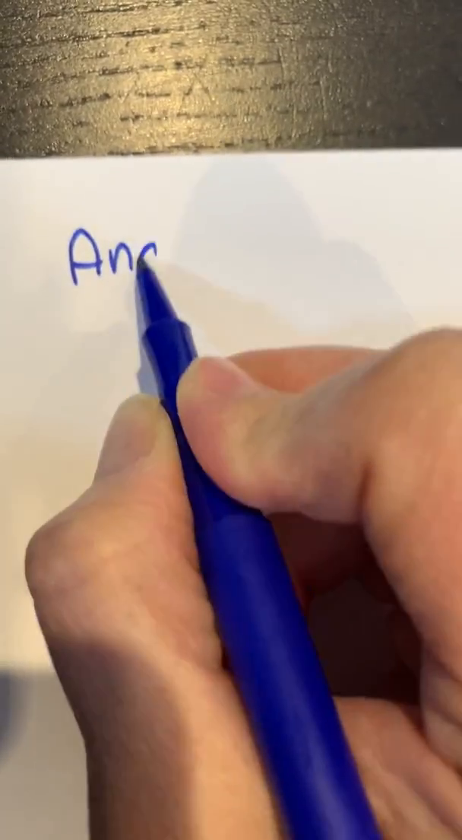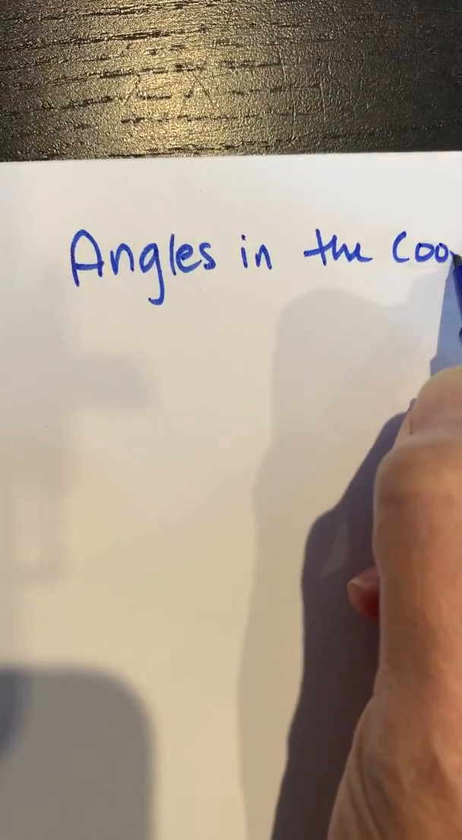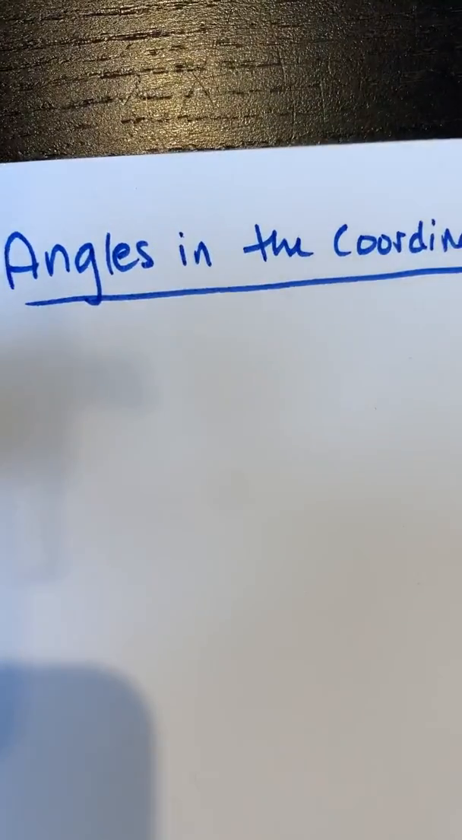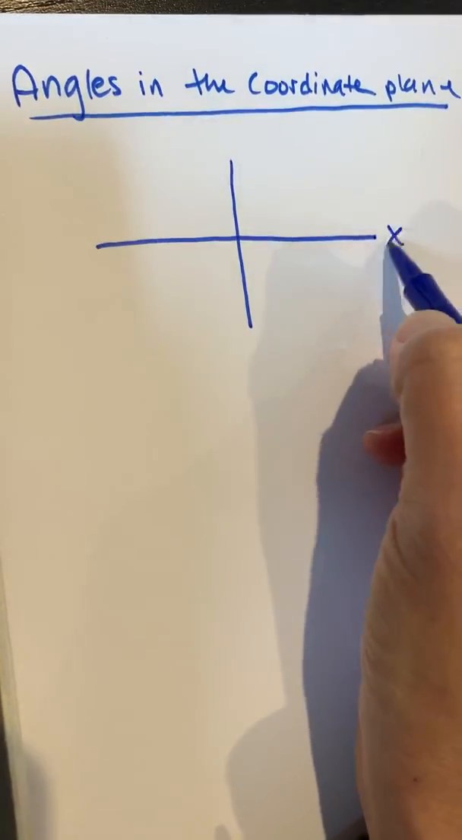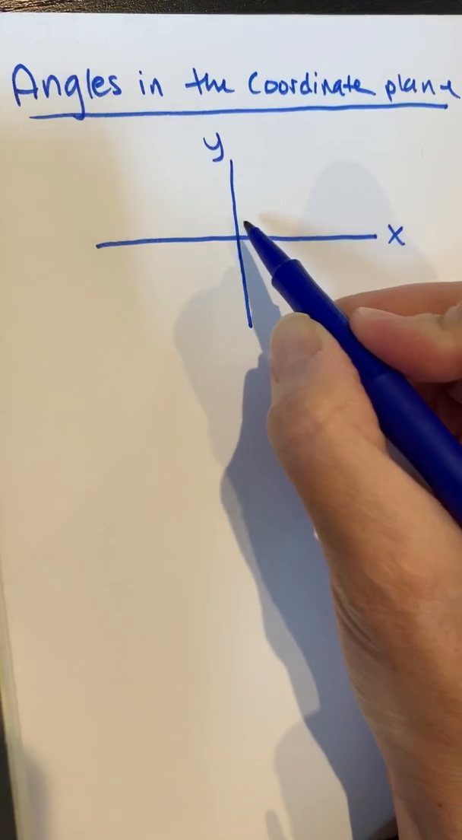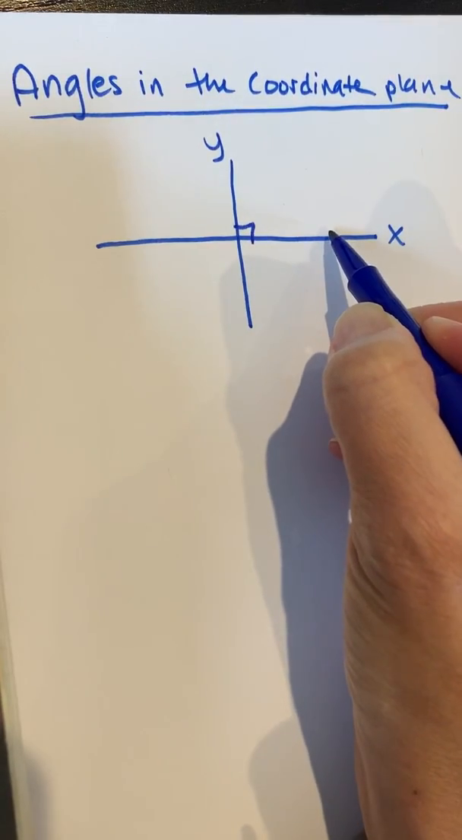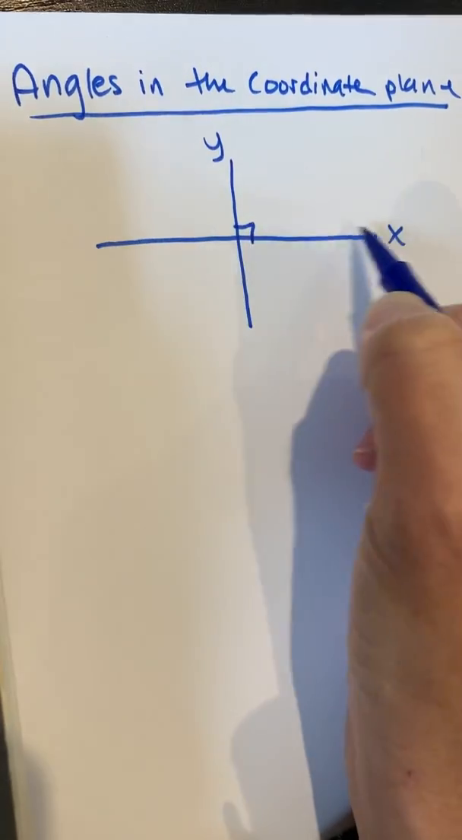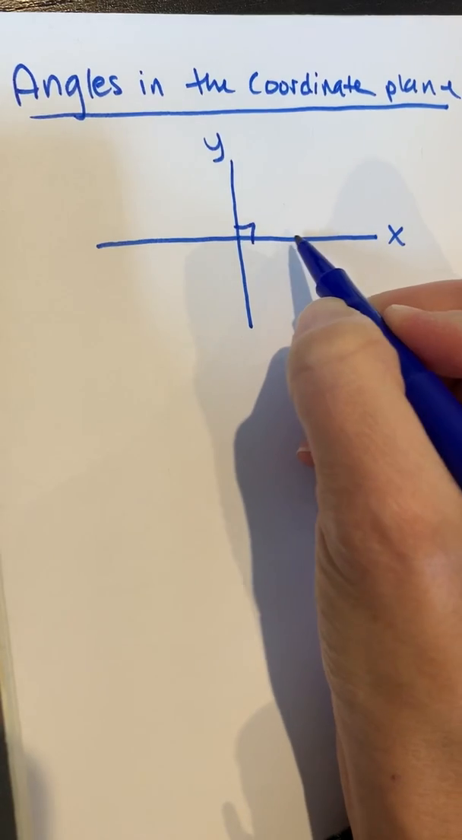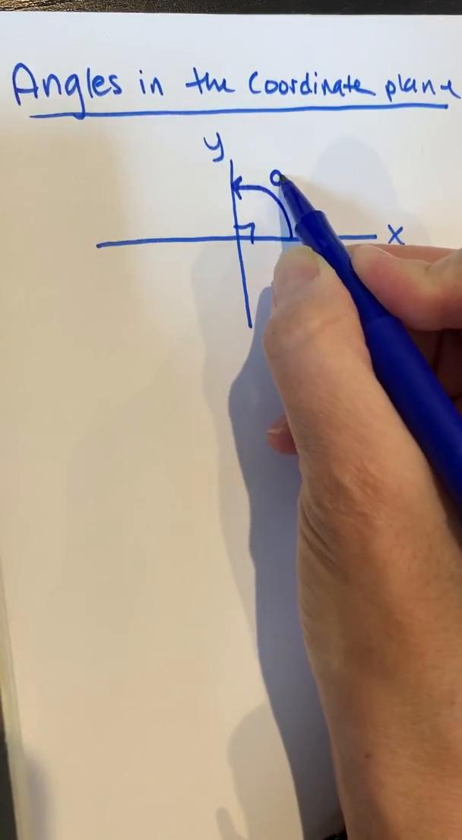What we're going to be talking about today is angles in the coordinate plane. Let's make a little note of that. It sounds so fancy. What that means is, if you have a quadrant, and this is your X and this is your Y, as you know, this angle here is 90 degrees. When we measure angles, they always start from the positive X axis. So angles starting here and going this way would be considered 90 degrees.